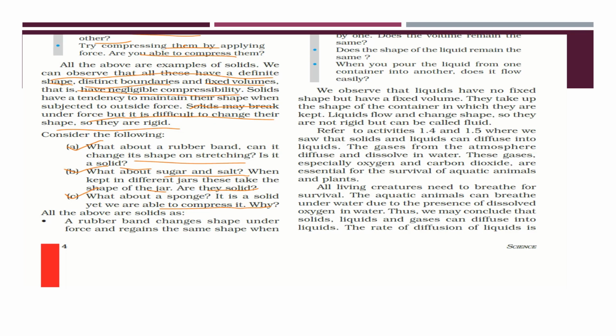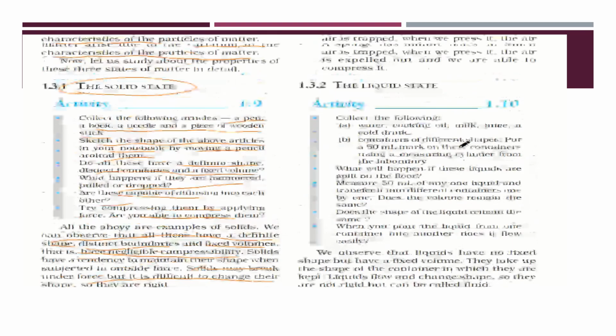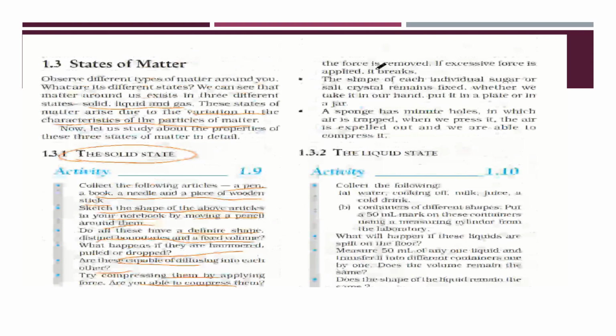You should know about a rubber band, why it is changing its shape on stretching, and when we are releasing the force, again it is coming back to its original shape. Now what about sugar and salt? So let us go to the answers. Now first, all the above are solids. A rubber band changes its shape under the force and regains the same shape when the force is removed. So if excessive force is applied, it will break. Okay, now this is very important.